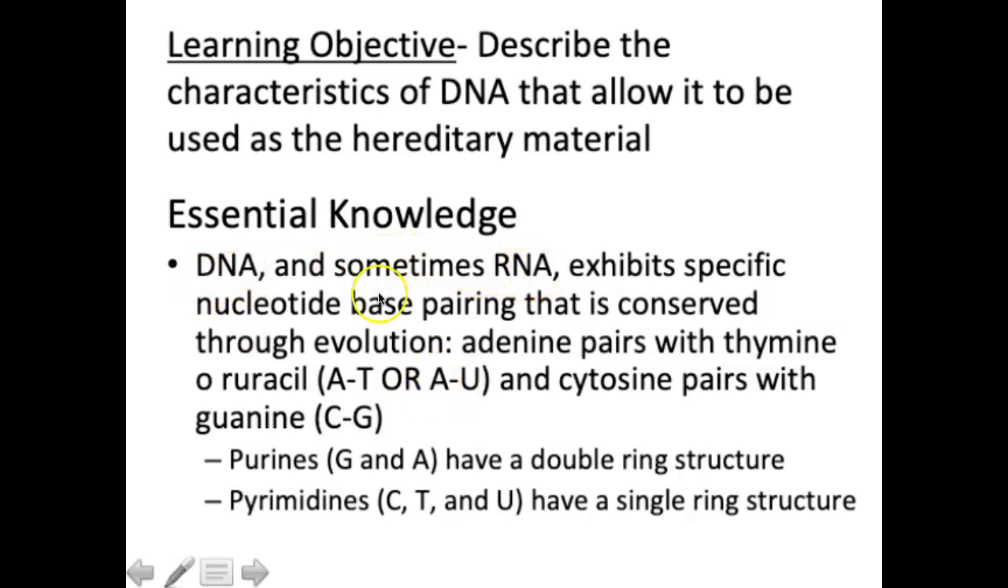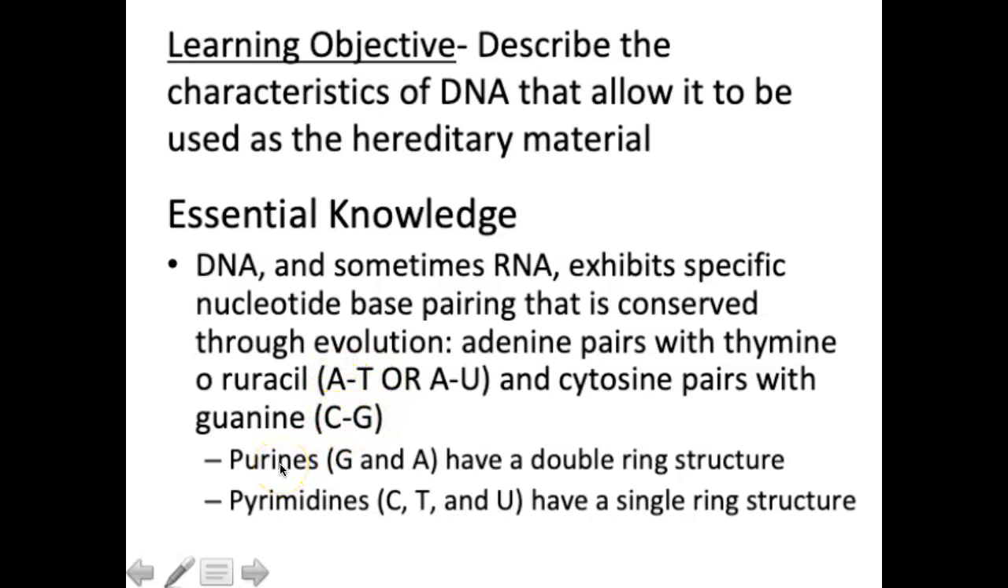DNA and RNA both exhibit nucleotide base pairing that's conserved through evolution. We've talked about this before. Adenine, that we represent with an A, pairs with thymine, that we represent with a T, or uracil in the case of RNA, also pairs with adenine. And then cytosine pairs with guanine. Okay, so this is Chargaff's rule that A pairs with T and C pairs with G.